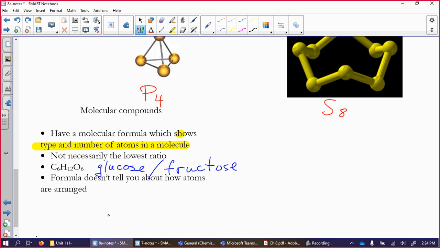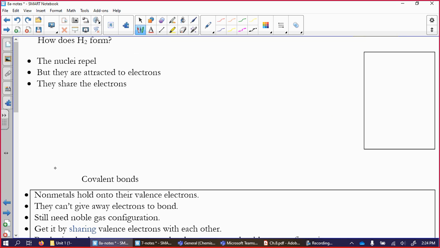A biochemist would know that, or an organic chemist. I'm not all that worried about them because we're not going to do a lot of stuff with that in grade 11, even grade 12. I think grade 12 biology, you need to know a little bit more about that. So how do these things form?